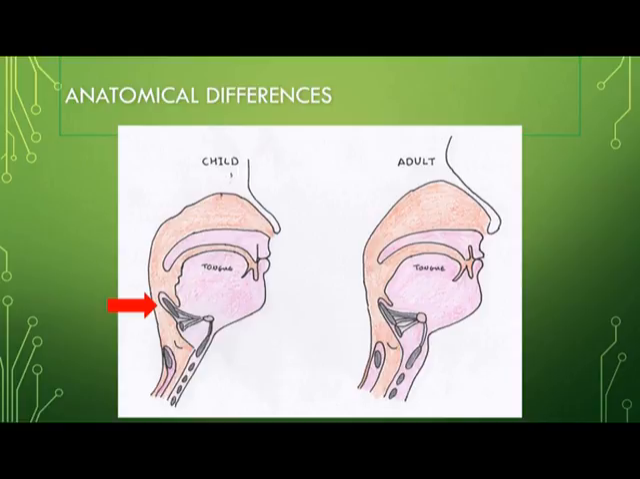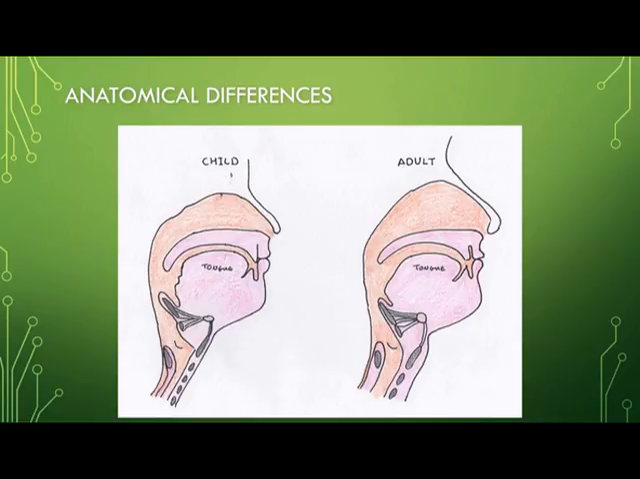In the child, the epiglottis, as shown, is floppier and V-shaped. The vocal cords are obliquely angled. The larynx is more anterior and superior than in the adult. It lies opposite the third and fourth cervical vertebrae, whereas in the adult it lies opposite the fifth to sixth.